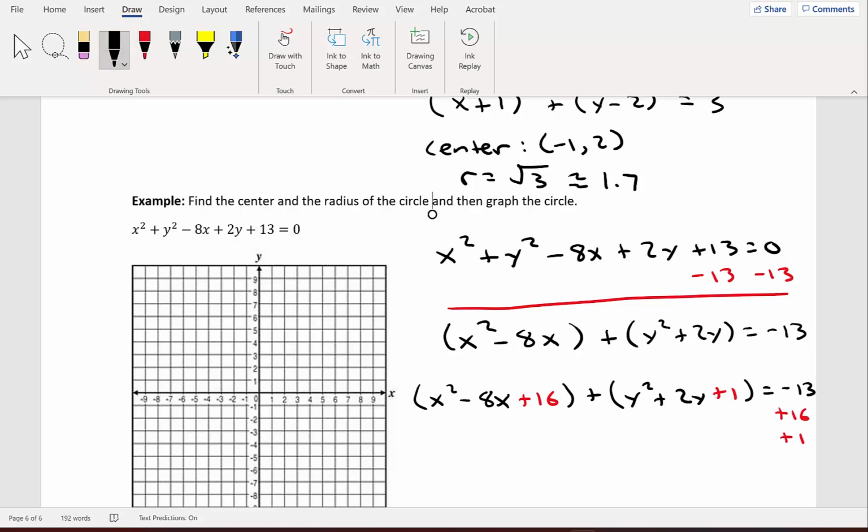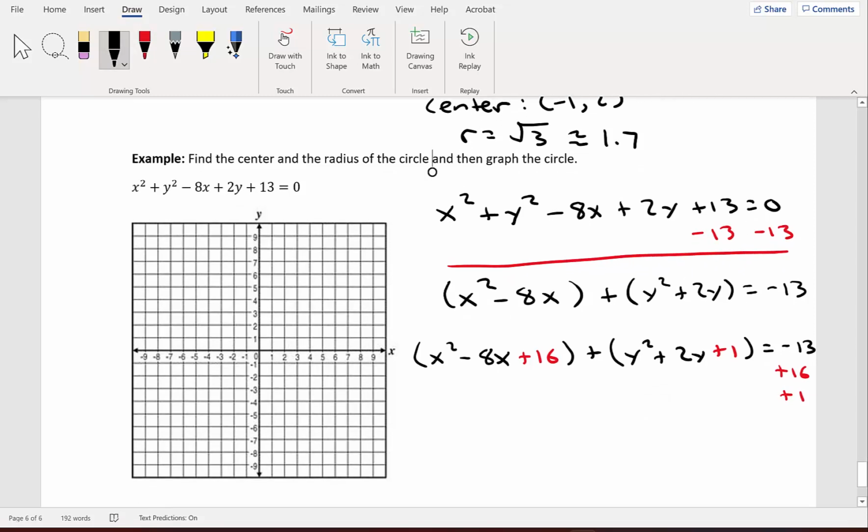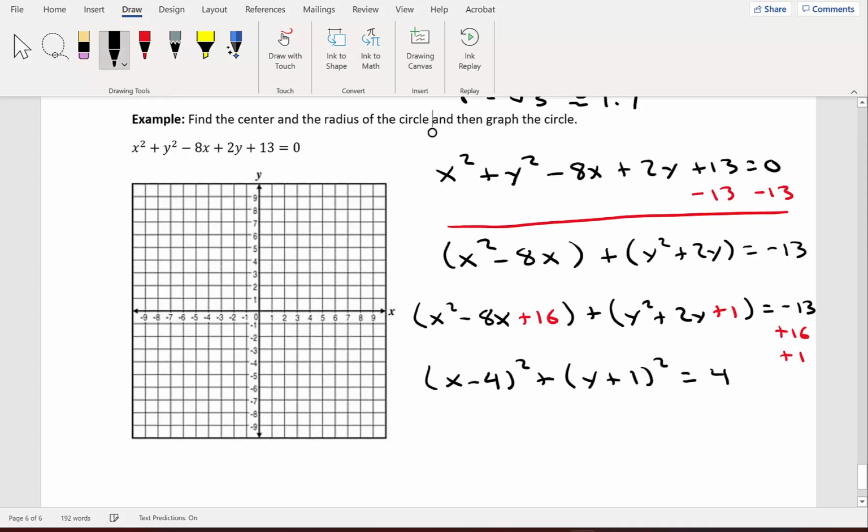So now this will put this in the form that we wanted. So factoring the x's, this gives me (x minus 4) squared. And I have plus, and then my y's, this gives me (y plus 1) squared. And then I have equal to negative 13 plus 16 is positive 3. Positive 3 plus 1 gives me 4. So now my center is 4 comma negative 1. And then my radius, square root of 4, which is 2.